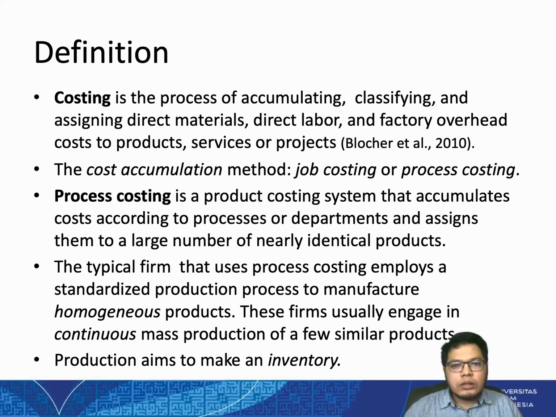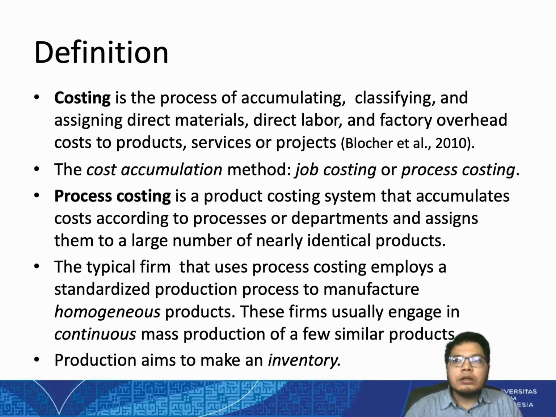So there are two types, job costing and process costing. Now we are talking about process costing. Process costing is a product costing system that accumulates costs according to process or department and assigns them to a large number of nearly identical products. So there are two keywords here. The first is process or department. Basically, there will be an assembly line like this. Department can also mean workstation if that is more familiar for you.